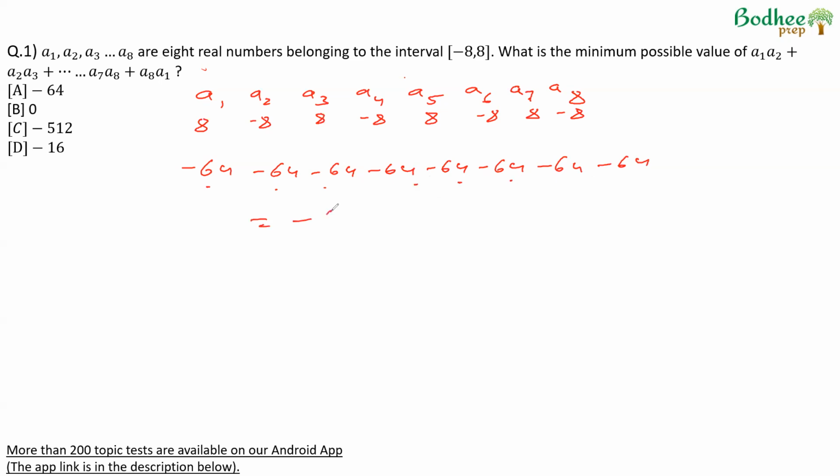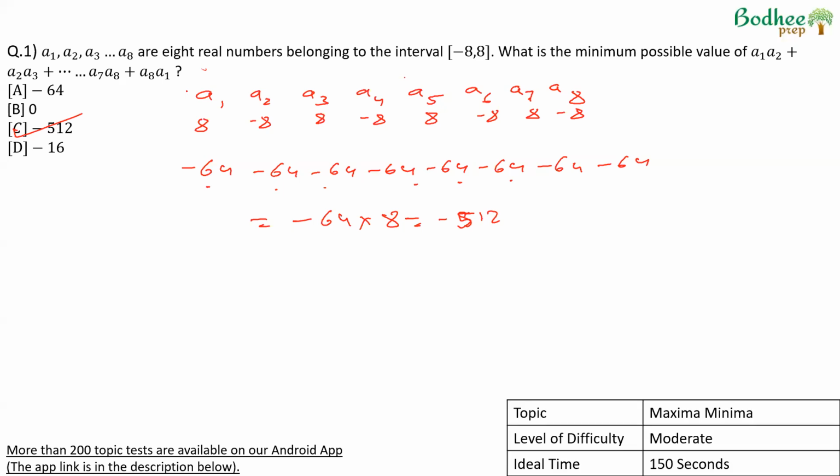Hence the total value will be -64 into 8, which is -512. It cannot be less than this because the absolute value of each term is maximum and they are negative. So this becomes the most negative value possible. Option C. Moderate level of difficulty, it could be solved using AM-GM as well, but I think the writing of that expression was difficult. And since here the numbers were clear-cut given, I'm directly putting values and getting the answer.